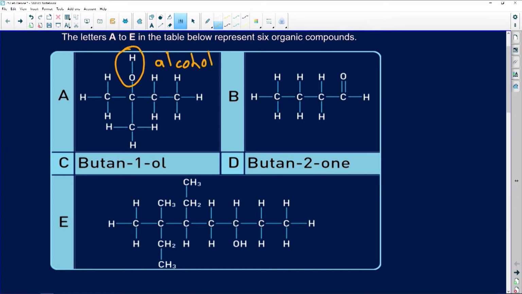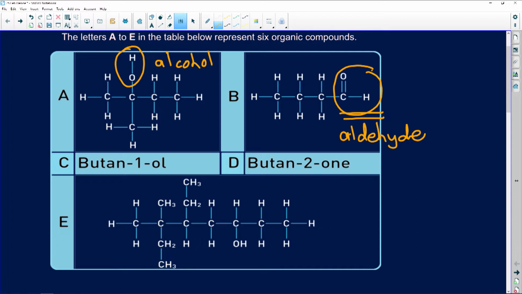Looking at organic compound B, I see it's got a C double bond O, and it ends with that C double bond, H. Now this C double bond O is known as a carbonyl group, and there's a hydrogen at the end of the structure. Now this could be at the end or at the start of the compound, and this is going to be my aldehyde. So that is representative of the homologous series aldehydes.